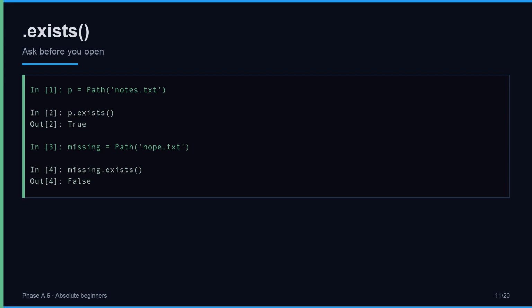Before you open a file, you often want to know whether it exists. exists returns true or false. You use it in an if statement to decide what to do, read the file, create it, or report a problem. Notice this is a method on the path itself, not a separate function. The path knows how to answer questions about the thing it points to.